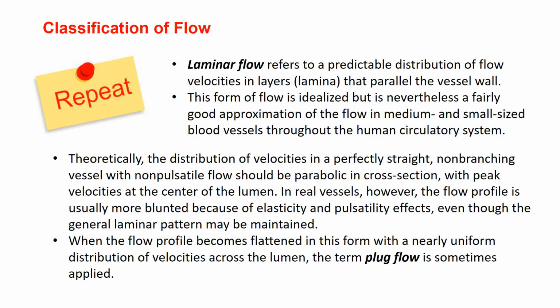Laminar flow refers to a predictable distribution of flow velocities in layers, lamina, that parallel the vessel wall. This form of flow is idealized but is nevertheless a fairly good approximation of the flow in medium and small-sized blood vessels throughout the human circulatory system. Theoretically, the distribution of velocities in a perfectly straight, non-branching vessel with non-pulsatile flow should be parabolic in cross-section, with peak velocities at the center of the lumen.